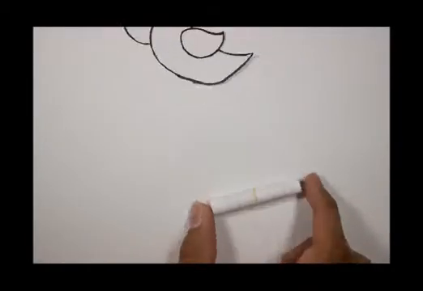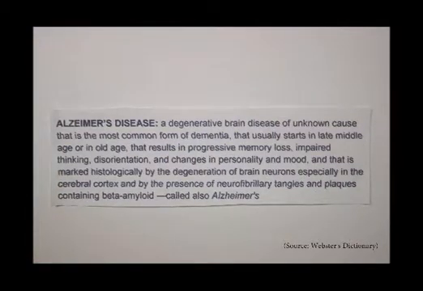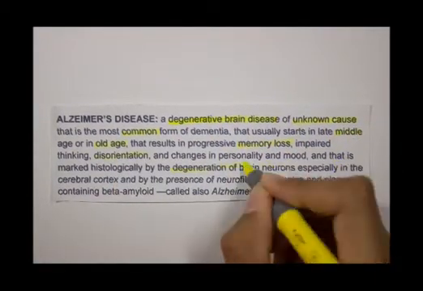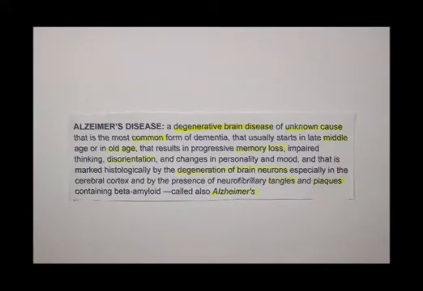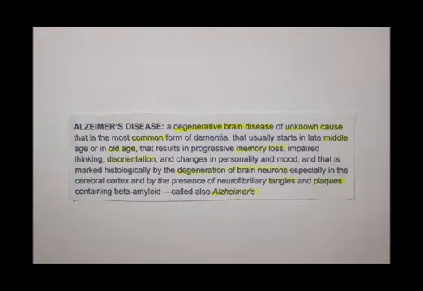Well, in simple terms, we'll get straight to the dictionary definition. Alzheimer's disease is a degenerative brain disease of unknown cause that is the most common form of dementia that usually starts in middle age. Actually, let's just get to the primary meaning of this definition. Basically, Alzheimer's disease is a degenerative brain disease, is common, primarily occurs in older people, is usually associated with severe memory loss, and is caused by the death of brain cells or neurons.